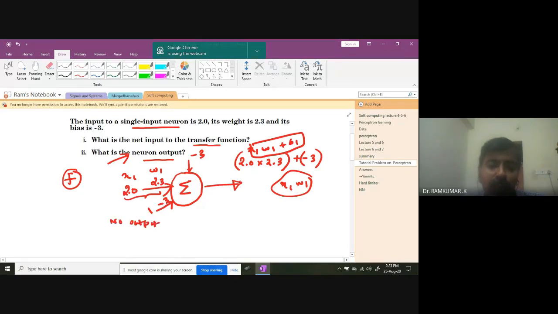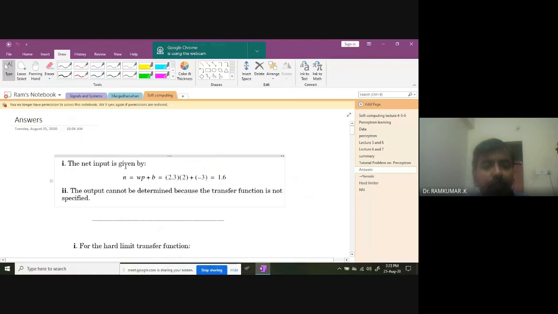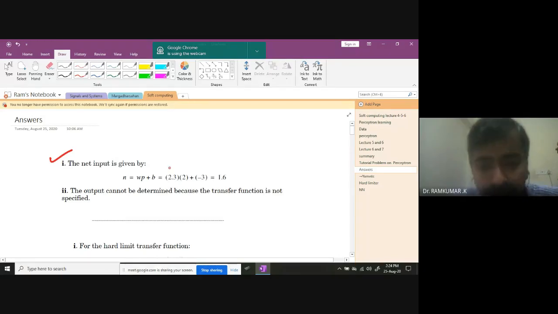Only when you employ a function. There is no function given, no data is given to you, so naturally you can omit it. That's the answer. The net input is given by this. Output cannot be determined because the transfer function is not specified. Everybody with me in this problem? Any doubts in this problem? First problem, all right? Very good.